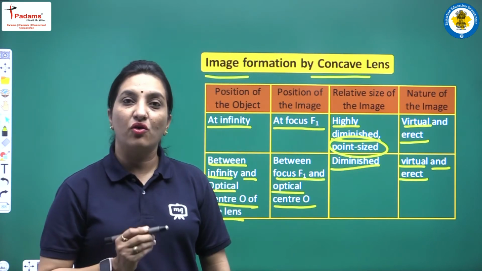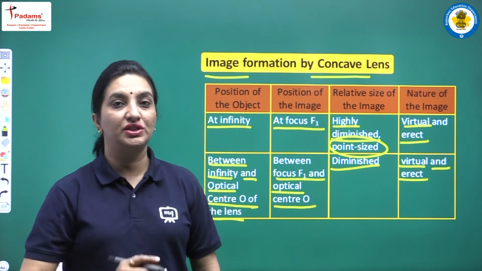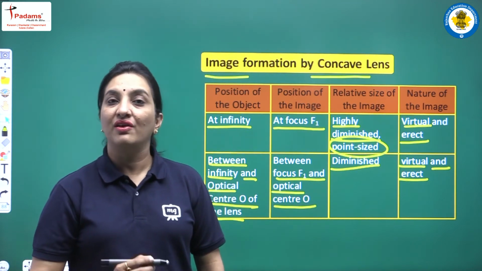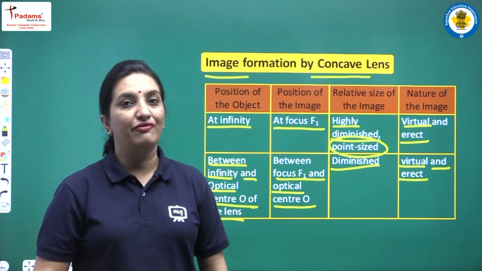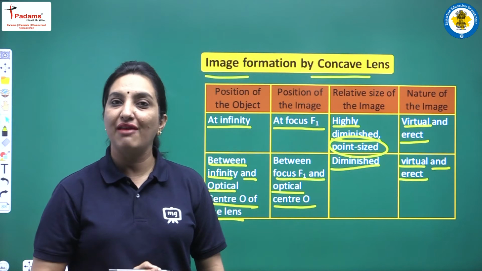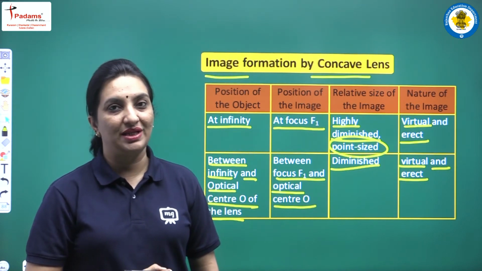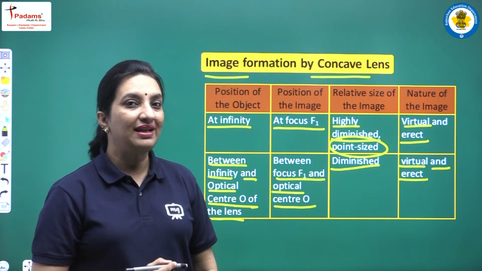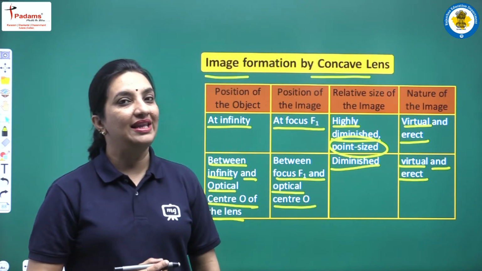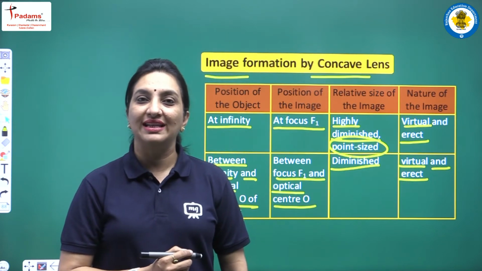But in the case of convex lenses, what we saw was that for the first 5 positions of the object we had a real and inverted image, and for the 6th position of the object, when the object was placed between F and O, we had a virtual and erect image. So keeping this in mind, let's move further and learn about the sign convention used for lenses.